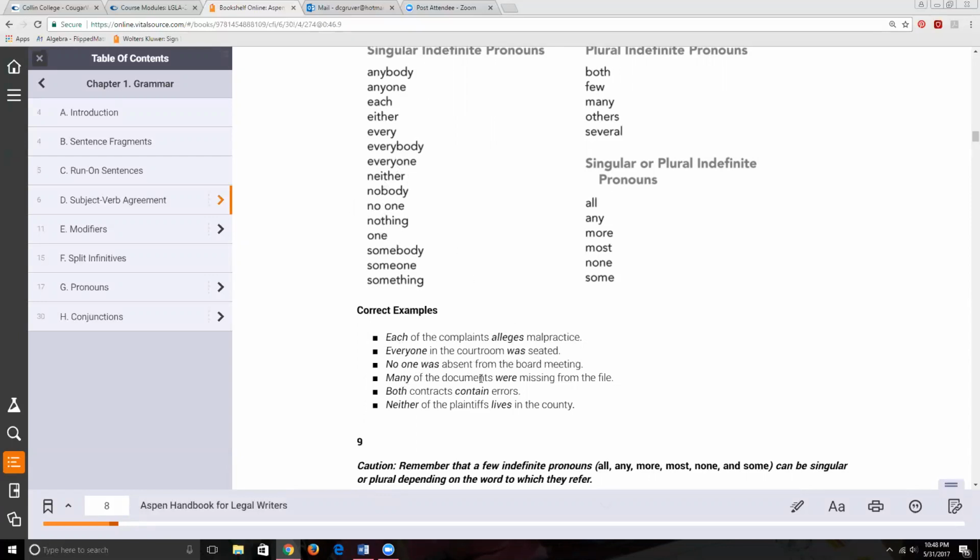Many of the documents were. Many is always plural, so we're using "were." Both contracts contain. Both is always plural, so we have "contain." Neither of the plaintiffs lives in the county. Neither is always singular. These are the tricky ones.